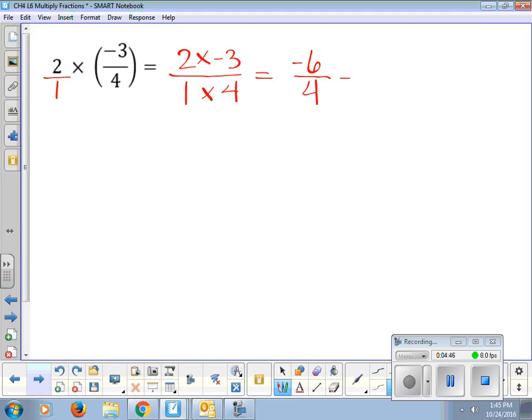Is this in simplest form? No. We know we have a negative number, how many times can 4 go into 6? 1. And how many is left over? So we have -1 and 2/4. Is this in simplest form? No. We can divide by 2 to get negative 1 and 1/2.